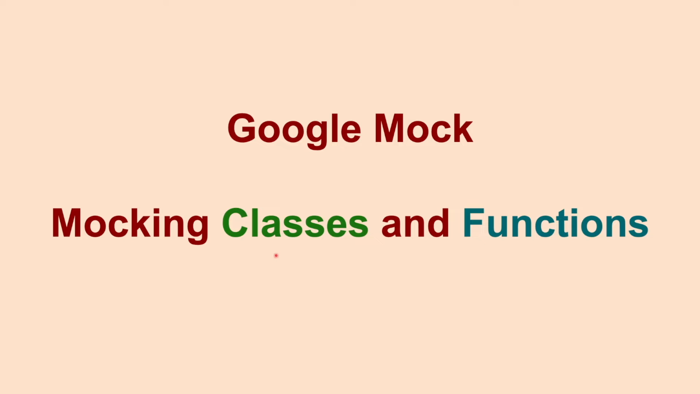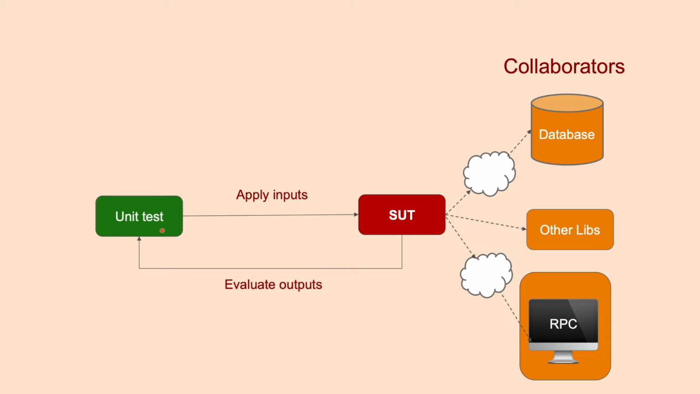Let's talk about mocking classes and functions. In the previous video, I mentioned that a unit test is a piece of code that applies some inputs to the system under test, maybe a class, maybe a function, and it observes the outputs and makes sure the outputs are expected. Now, if you're checking a complicated class, chances are this class is communicating and depending on some other collaborators. For example, your class might be talking to a database. It might require compiling and linking to other libraries. And it can also call some APIs or RPCs of a remote server.